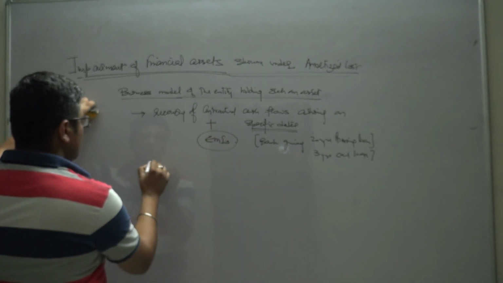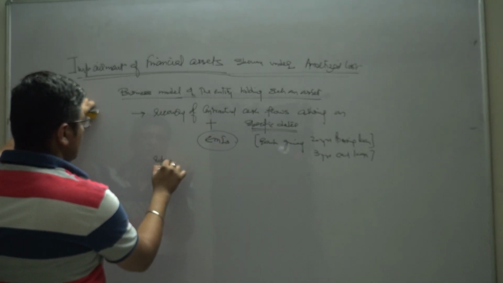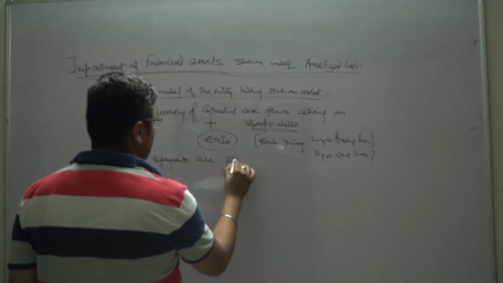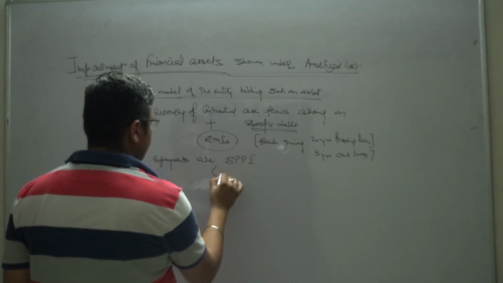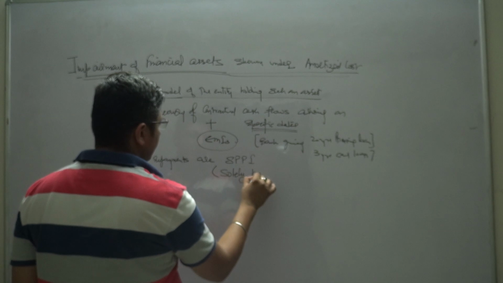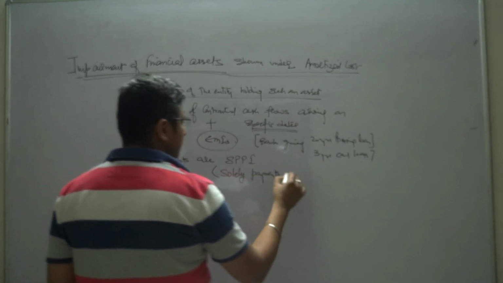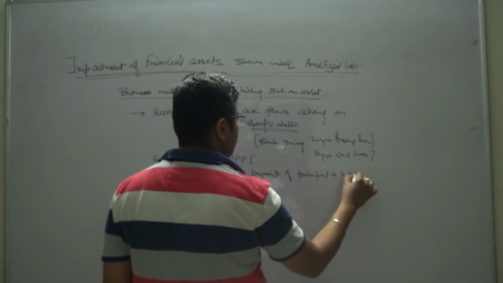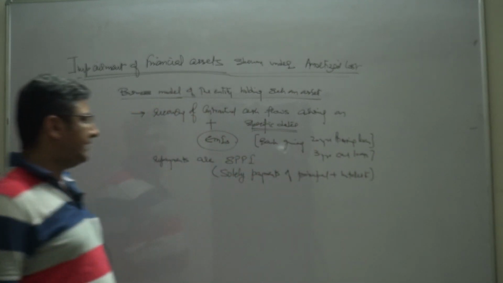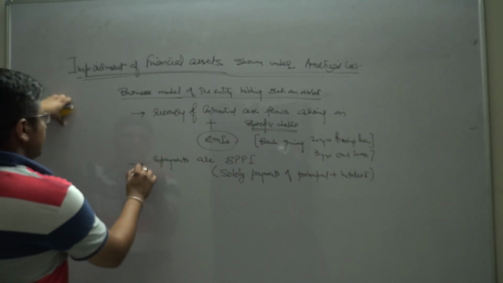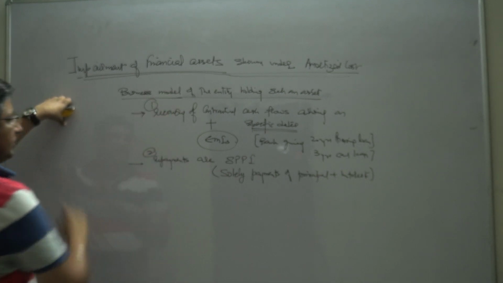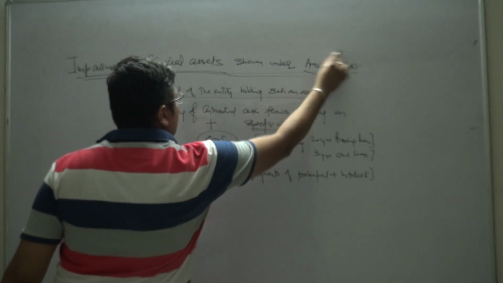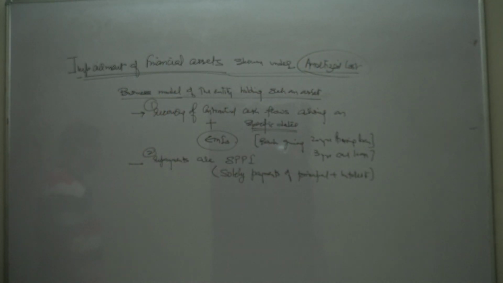Plus, we are talking about the repayments that indicate or suggest something called SPPI, which is solely payments of principal plus interest, right? So that is the prerequisite. These two conditions, condition 1 and condition 2, must be met, wherein we talk about an asset to be shown through amortized cost, right?